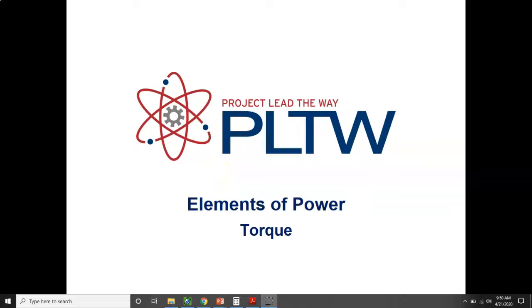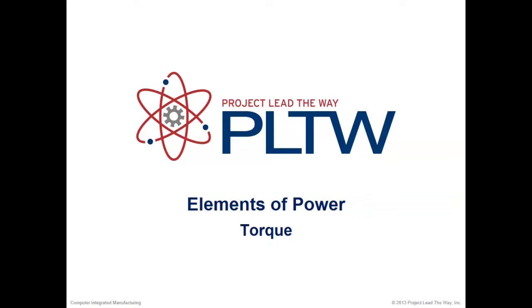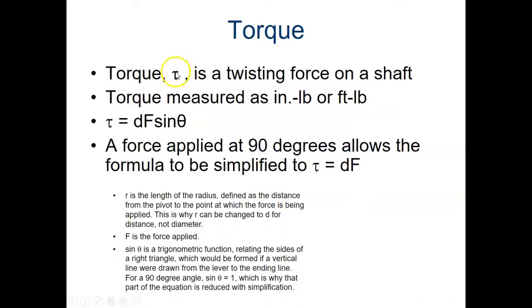Hey everybody, it's Mr. Seward, and today we're going to be talking about torque, which is 321 in the SIM curriculum. Torque, and this is tau, the symbol for torque, is a twisting force on a shaft. Torque is measured in either foot-pounds or inch-pounds.